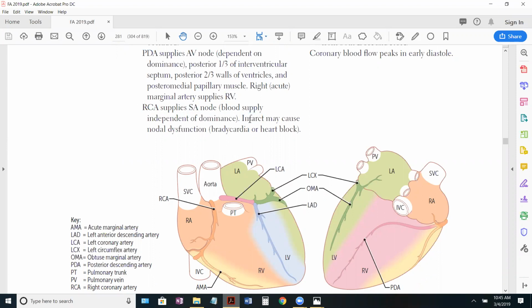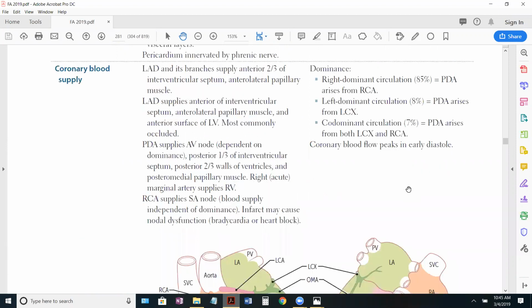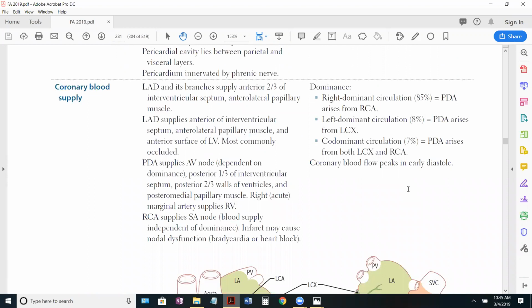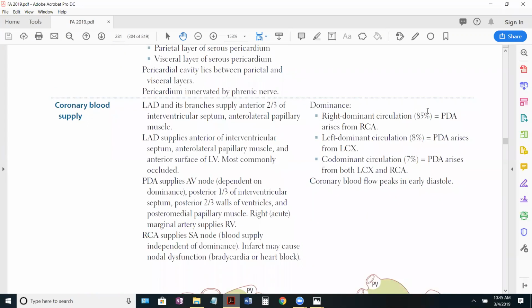So infarcts may cause nodal dysfunction. If the right coronary artery is getting blocked, then remember that a bradycardia or heart block may happen. In 85% of people, the PDA arises from the right coronary artery and they are right dominant. In 8% of people, the PDA is supplied by the left coronary artery. 7% are combined; their PDA gets blood supply from the left circumflex coronary and right coronary artery. And one other important thing is that the coronary blood flow peaks in the early diastole.